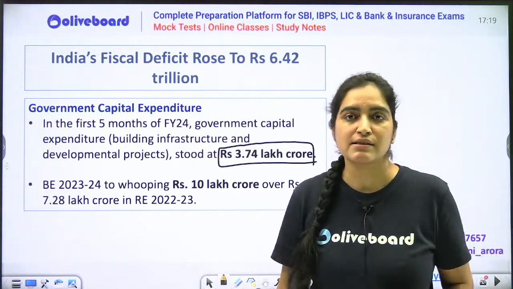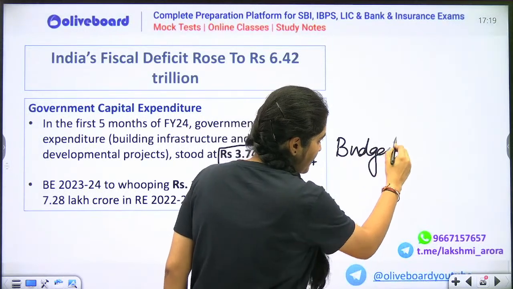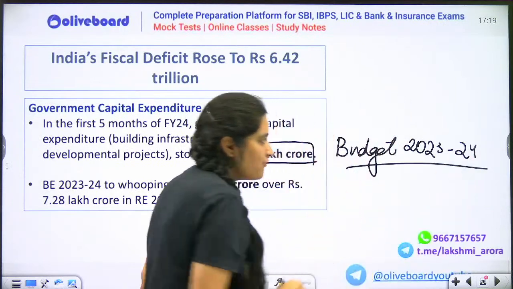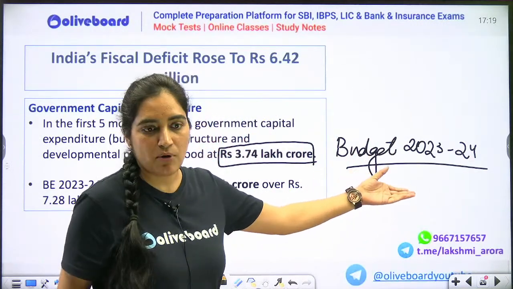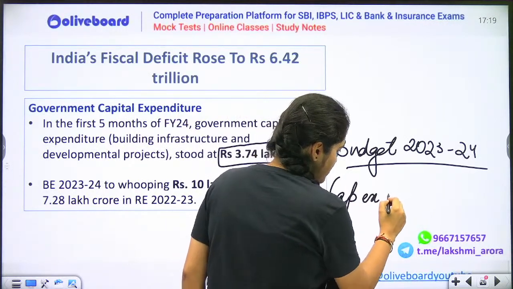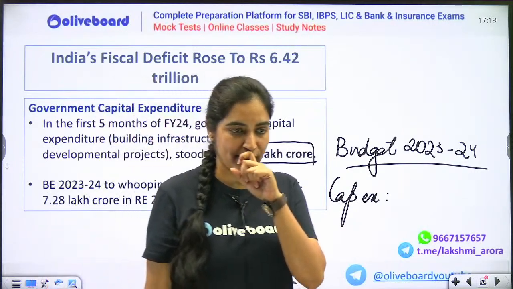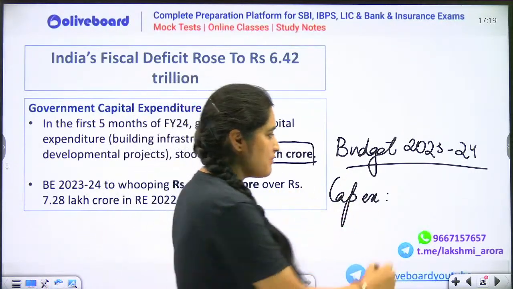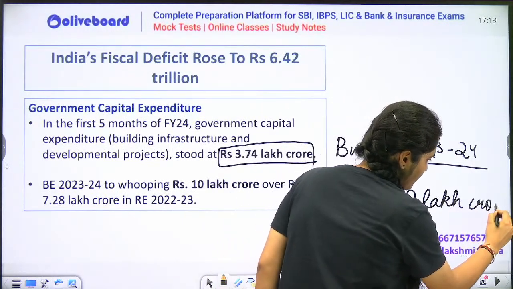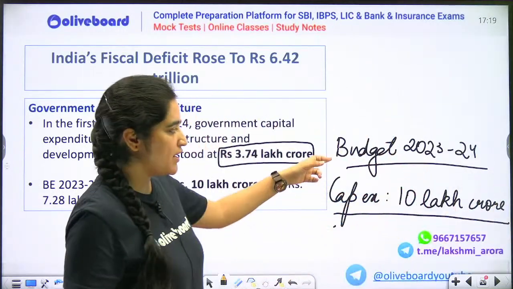The question for you guys is, इस year के लिए your budget of this year 23-24, how much amount of capital expenditure has the government promised? What is the capex that government has promised? What is the capital expenditure for this very year, which will end in 2024? What is the amount of that? It is 10 lakh crore, which was there in your budget only.